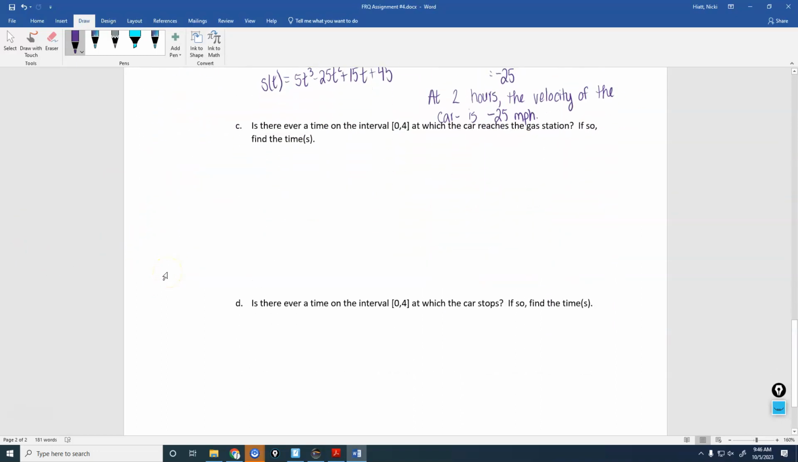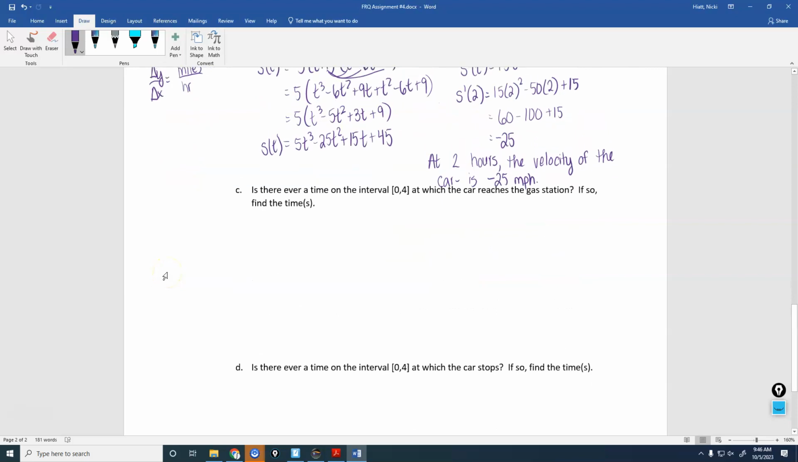Okay, we're not going to have time to do everything right here, but I want to give you the ideas for C and D. The key is up. Is there ever a time on the interval 0 to 4 at which the car reaches the gas station? Mathematically, using these equations, when is it going to reach the gas station? If you are at the gas station, what is your distance from the gas station? 0. So we were wanting to show that S of t equals 0. For this, I don't have time to do the whole thing, but you'll do S of 0, you'll get a number. You'll do S of 4, you'll get a number. You will use intermediate value theorem to prove that it is the case.